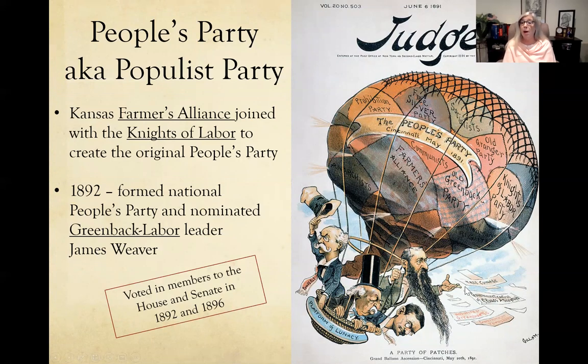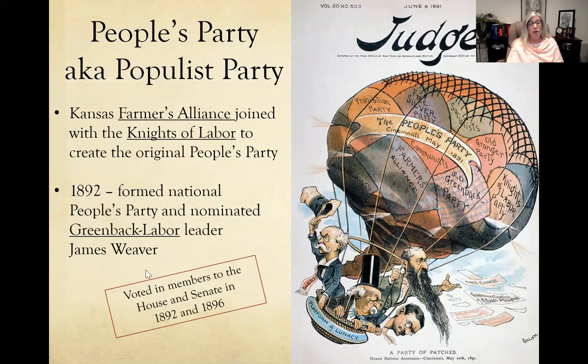So again, if we're thinking about point of view, is this cartoon supportive of the People's Party or critical of the People's Party? They would be critical of the People's Party. So this point of view would be talking about and potentially exaggerating some of the radical ideas that are part of this movement. All right, so 1892, the People's Party, the Populist Party, is going to form.